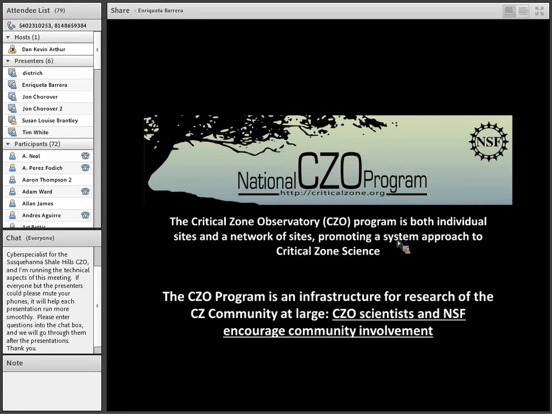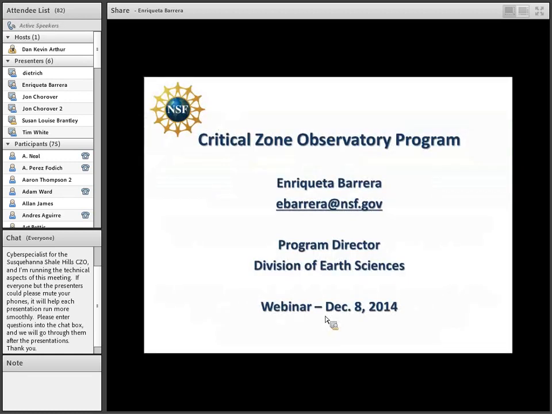The program has grown from 3 sites that were founded in 2007 to 6 sites in 2009, and then the 6 sites were recompeted in 2013, and from that competition, 4 new sites were added, and now we have a total of 10 sites or awards. Some of the sites are co-located with those of other organizations and government agencies such as the LTER, NEON, the Forest Service, or the Department of Agriculture, ARS.